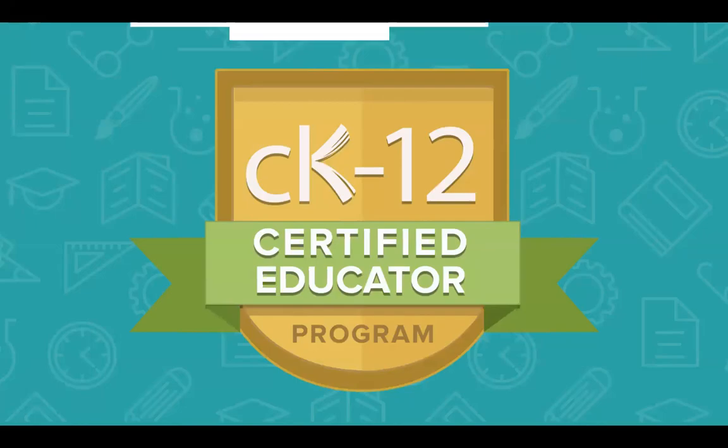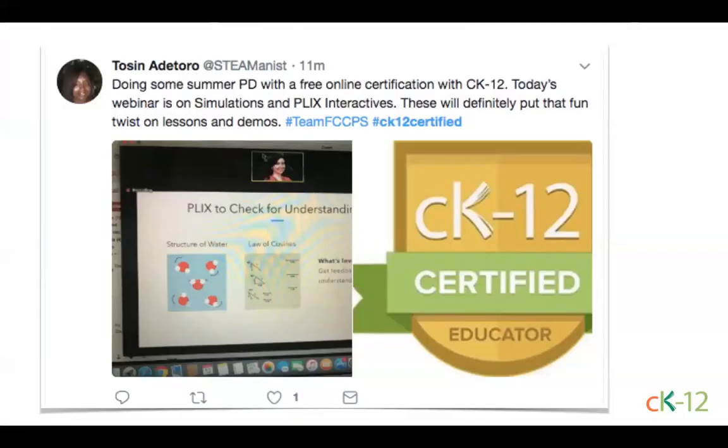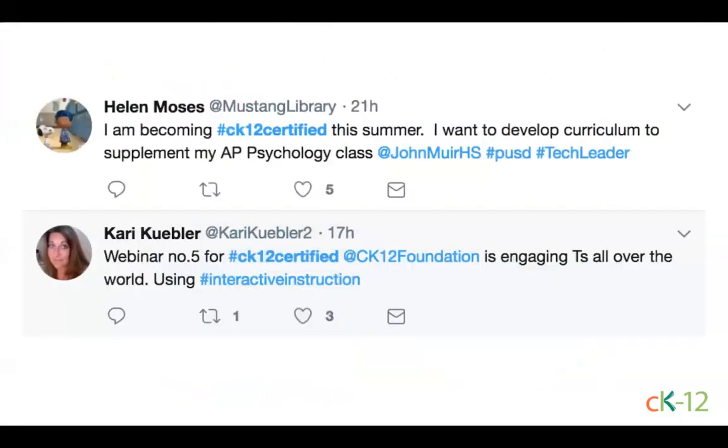I really want to encourage all educators to use Twitter as a great way to share ideas and find out about new ways to use CK-12. Here you can see that Tosin tweeted about learning about CK-12's interactives. She's helping spread the news about these amazing learning resources. Both Helen and Carrie tweeted about the summer program they're doing with CK-12, a great way to reach their communities. If you don't have a Twitter presence, go establish one and make it something important as part of your professional life.